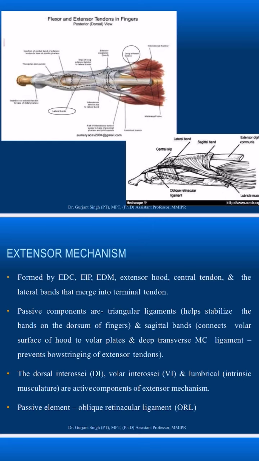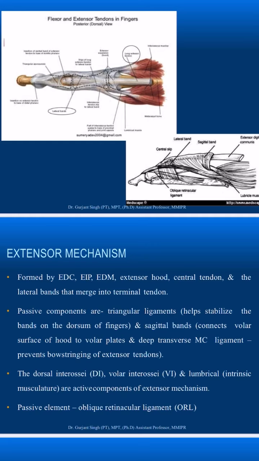extensor digitorum communis muscle, the metacarpophalangeal joint will flex because each intrinsic muscle passes volar to the metacarpophalangeal joint axis. They pass dorsally to the interphalangeal joint axis, but volar to the metacarpophalangeal joint axis. So if the dorsal interossei, volar interossei or lumbrical muscles contract without simultaneous contraction of extensor digitorum communis muscle, then there will be a flexion at the metacarpophalangeal joint and extension at the interphalangeal joint.